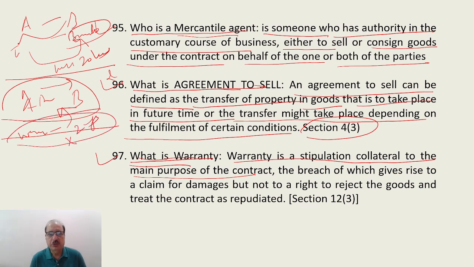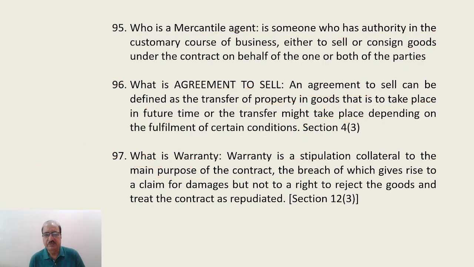During 2 years, I will repair your fridge or refrigerator, but not replace. Replacement is not allowed in the warranty. That is in the condition only. In warranty, only repair is done. So what is warranty? Warranty is a stipulation collateral to the main purpose of the contract, the breach of which gives rise to a claim of damages, but not the right to reject the goods or treat the contract as repudiated or cancelled. Contract cancel nahi hoga. Replacement nahi hogi. Damages can be there, jaise ki repair ho jayega. So this is what is called your warranty.